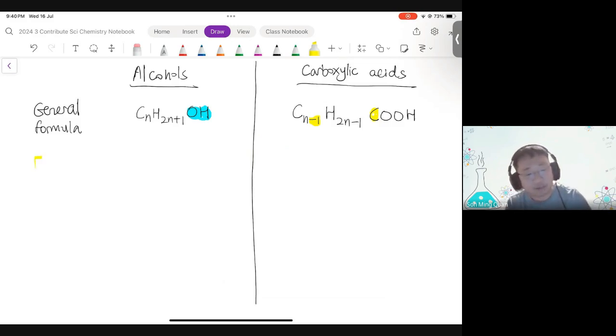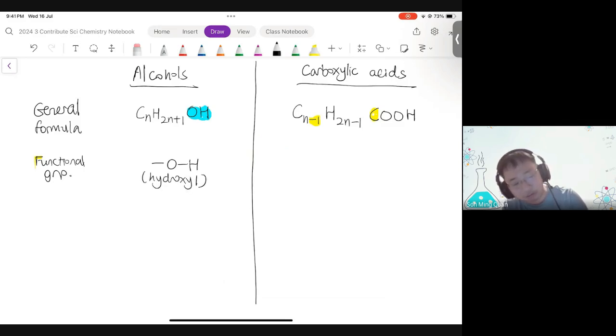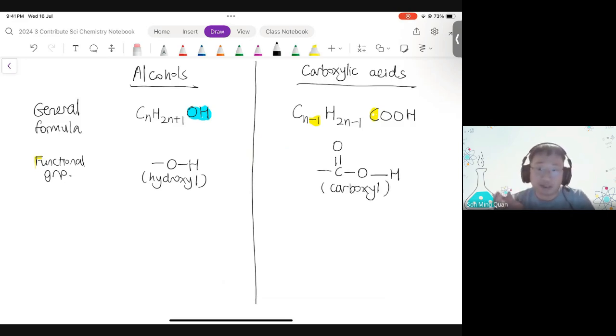And this is because the functional group of alcohols is the OH group, also called the hydroxyl group. Okay, whereas carboxylic acid is C, double bond O, single bond O, single bond H. So this is how we draw COOH, which is the functional group called carboxyl group. And that's why it's called carboxylic acids.